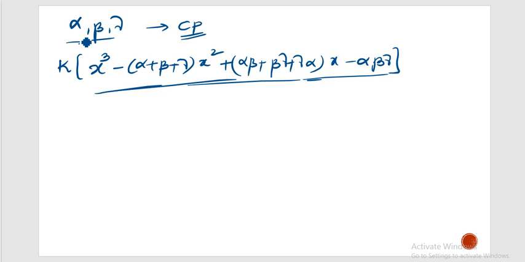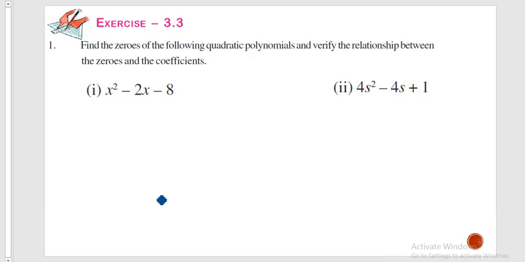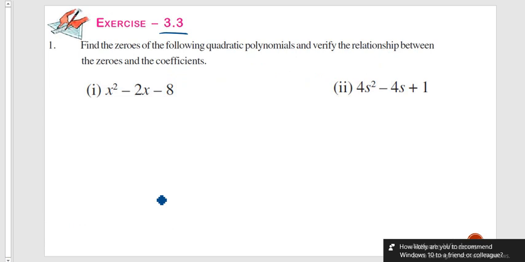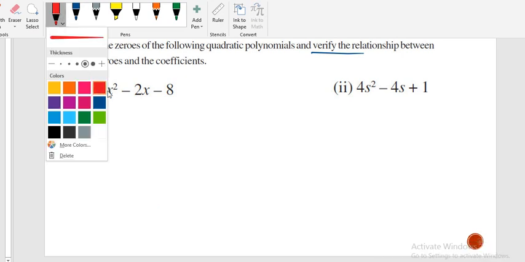Now let us go on with the problems related to this particular concept, right? So let's see the problems. See exercise 3.3. So find the zeros of the following quadratic polynomials. You need to find out the zeros of the given polynomials, and you need to verify the relationship between the zeros and the coefficients. So you need to bring out the relations, right?